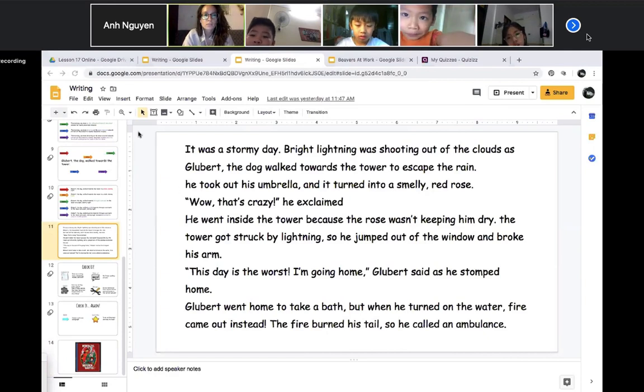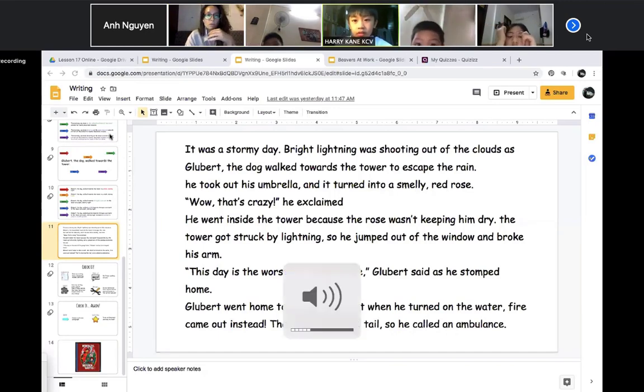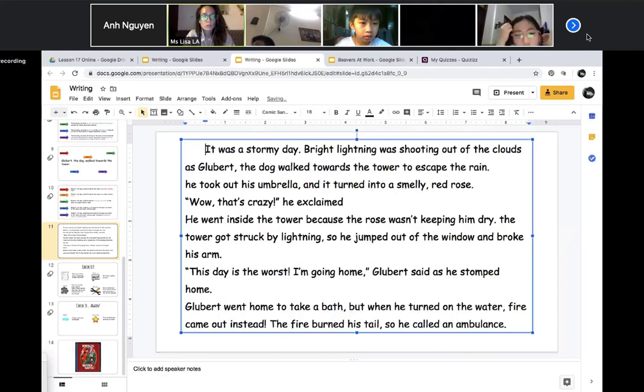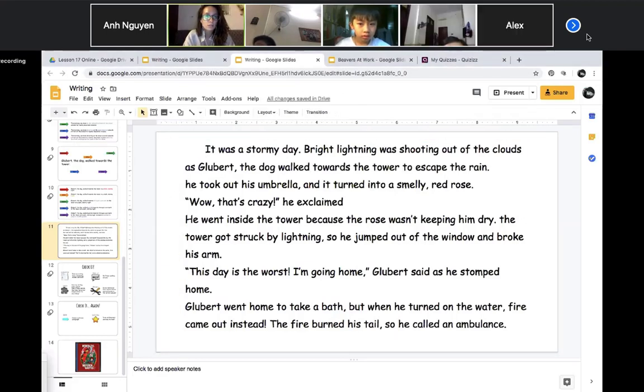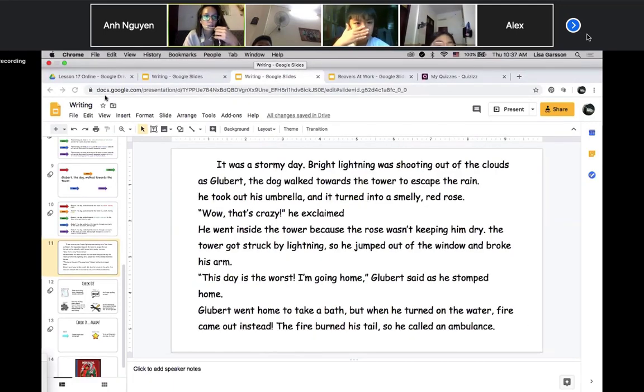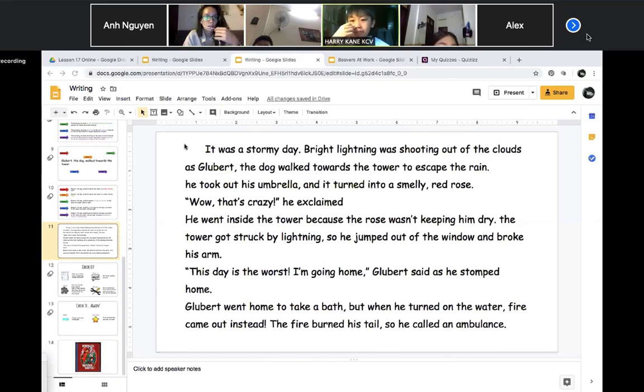So let's look at, Harry Kane said he indented. You indented each paragraph? Harry Kane? Yes. So can you tell me our first paragraph? So everyone, when we indent, we're going to move our first line of each paragraph in, just like that. Let me show you. Does everyone see what I just did there? Yes. Okay, so the first line of each paragraph goes in a little bit.